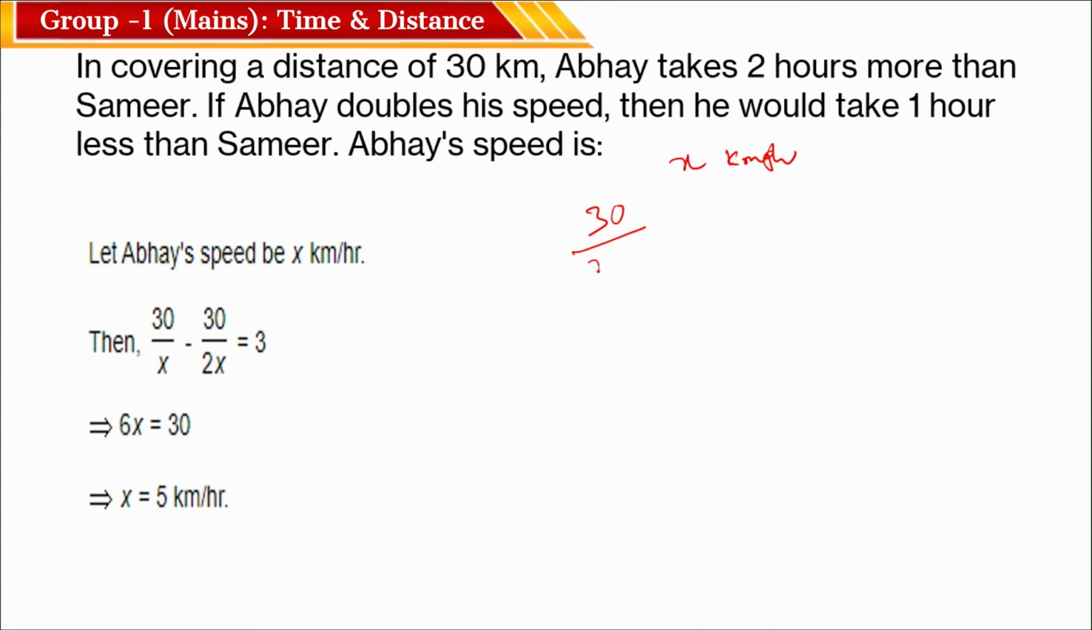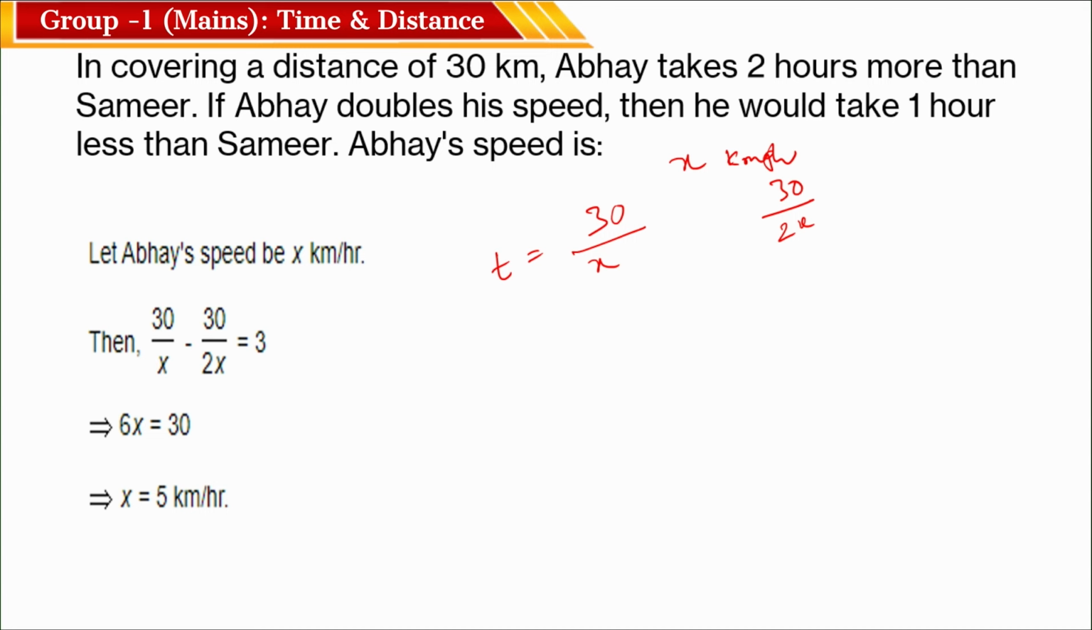Distance by speed is equal to time, as you know. So, t is equal to 30 by x. But the same distance 30, when he doubles his speed, so you are saying x is the speed of Abhay's vehicle now. So, when he doubles, it means 2x.